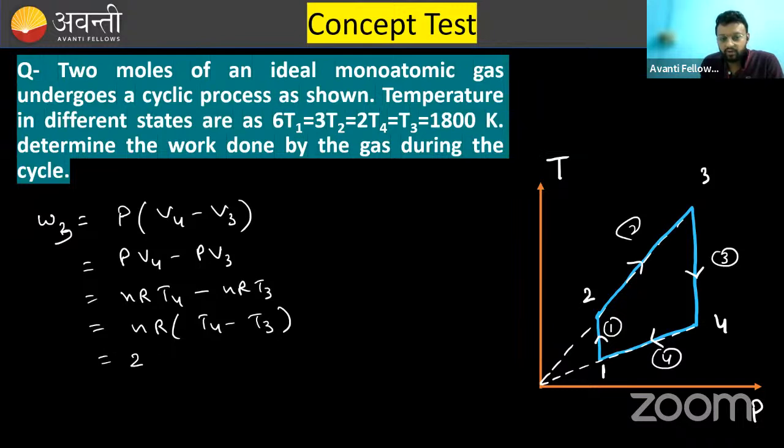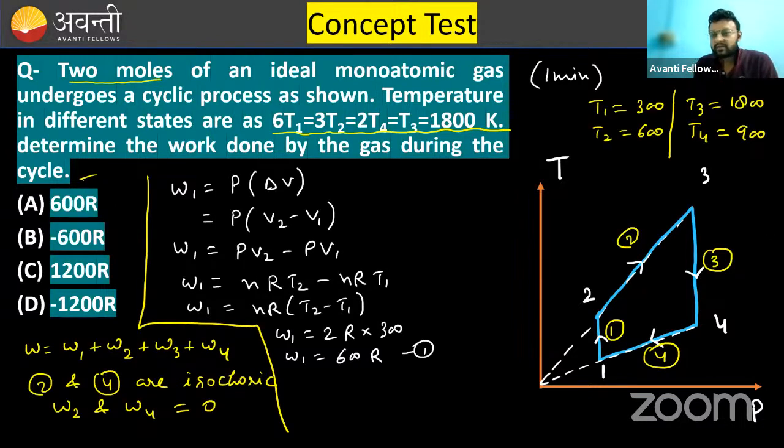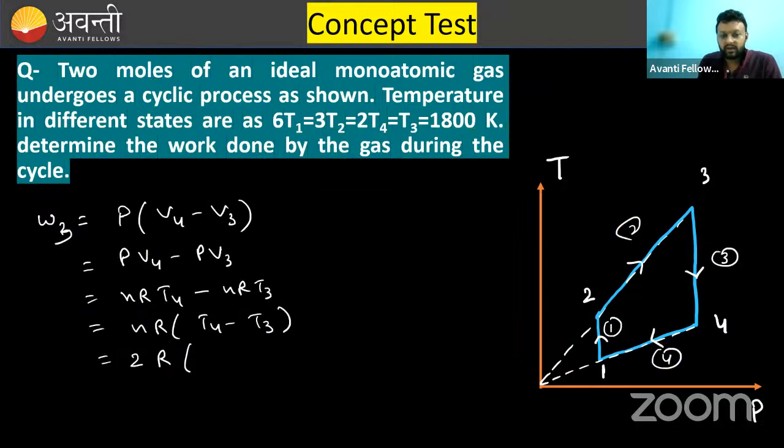You can take nR as common, T4 minus T3. n is 2, R is R. And what is the value of T4 minus T3? You can see T4 is 900, T3 is 1800. So 900 minus 1800. What will be the answer? That will be minus 1800R.